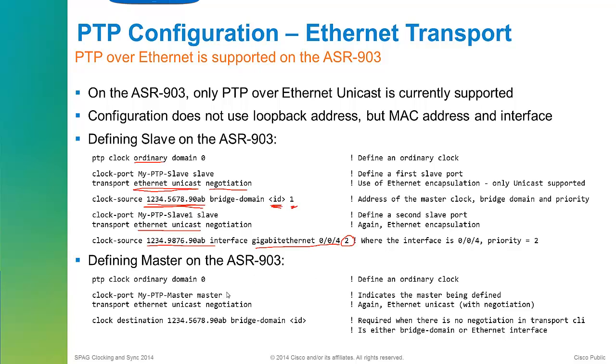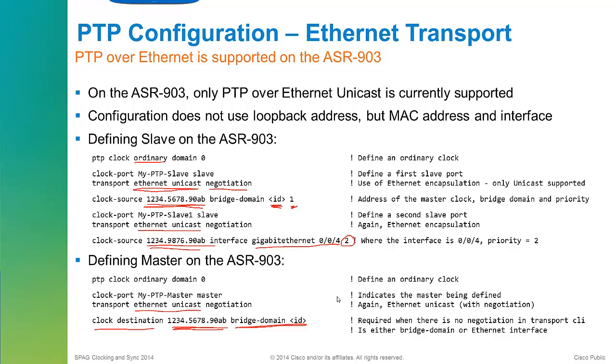Defining a master, in this case I've just given an example here, Ethernet unicast. I've actually put in a clock destination here of a MAC address if there's no negotiation. So normally you get negotiation, you don't need to define a clock destination. Same with IP. But otherwise what the slave will do is the slave will contact the source and it will negotiate. But if you don't have negotiation, then you define a bridge domain that you want to talk over and a MAC address or an Ethernet interface.